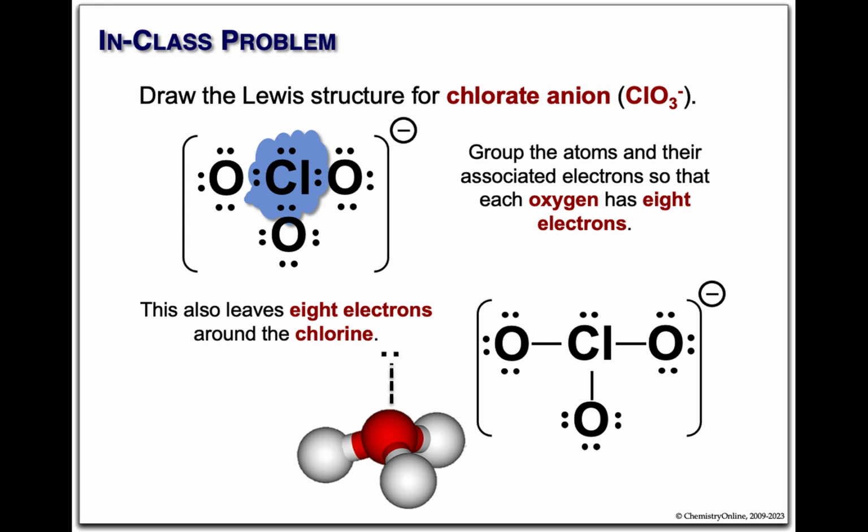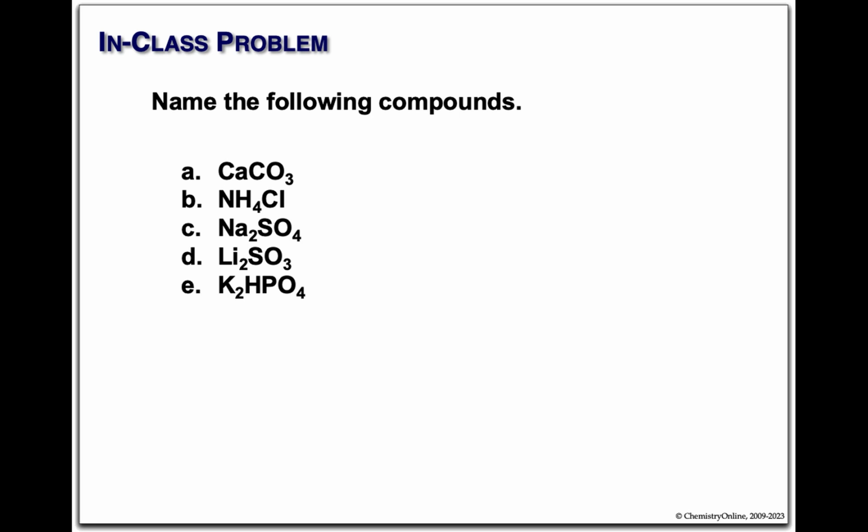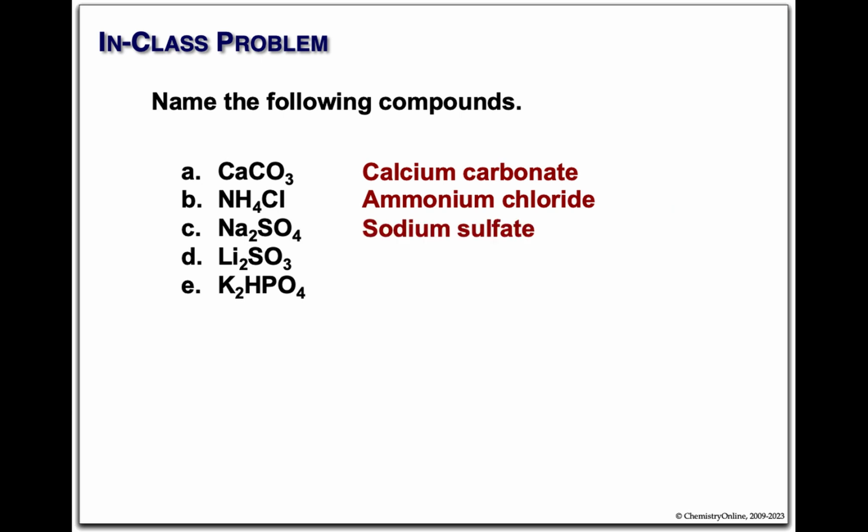All right, naming these guys is simple if you remember what they are. Carbon with 3 oxygens. Carbonate, it's the parent. Calcium carbonate. NH4 plus was ammonium. Cl minus, chloride. Sodium sulfate. Lithium sulfite. Potassium hydrogen phosphate. 3 words.